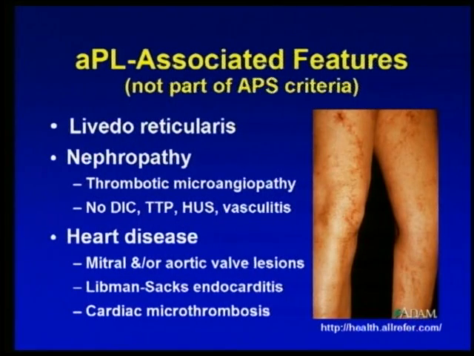Nephropathy can also be associated with antiphospholipid antibodies, histologically seen as a thrombotic microangiopathy, but not due to disseminated intravascular coagulation, and not due to thrombotic thrombocytopenic purpura, or hemolytic uremic syndrome or vasculitis. Heart disease and heart valve disorders are also associated with antiphospholipid antibodies. Mitral or aortic valve lesions, or so-called Libman-Sacks endocarditis. And cardiac microthrombosis on histologic sections could also be an aPL-associated cardiac disorder.